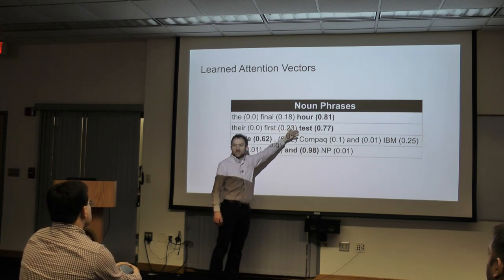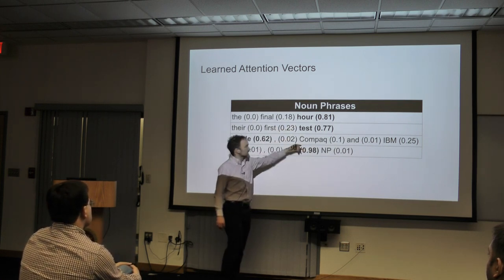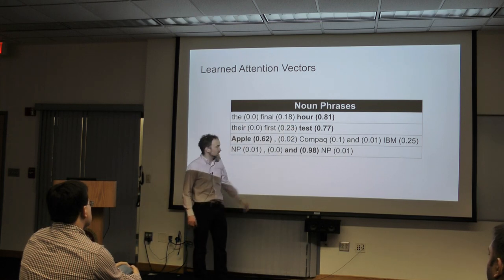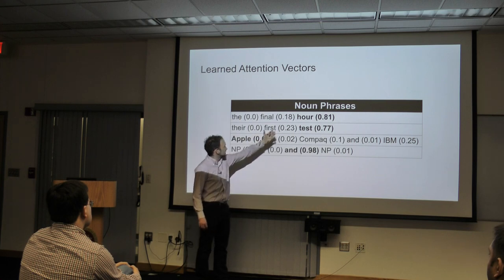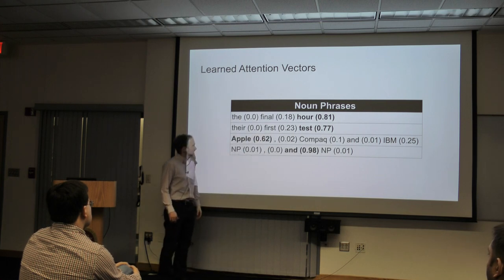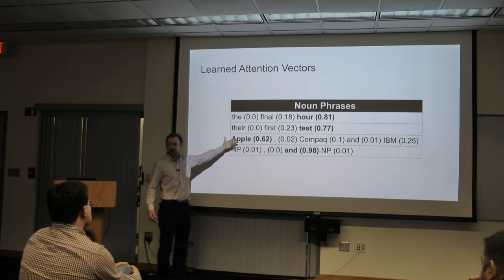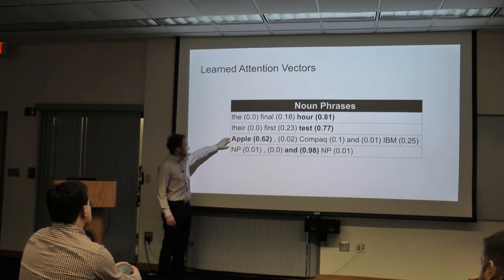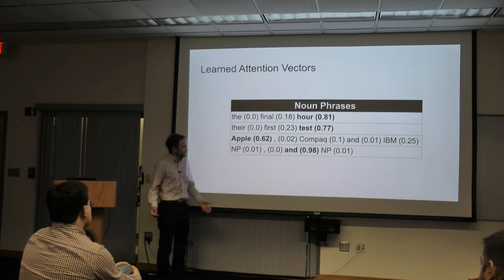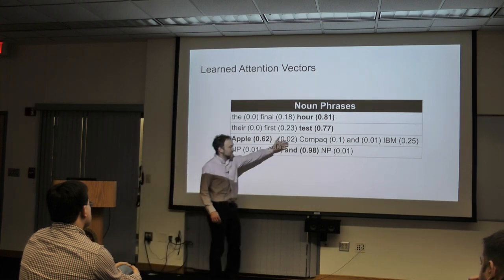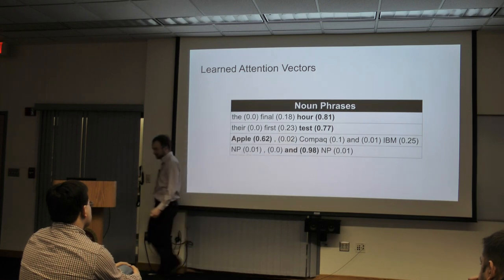And if we look at the words that it focuses on, in many cases it does learn to focus on the word that we thought would be the semantic head. In this case, the final hour should be the head, and it focuses on that with 81%. Their first test, it focuses on with 77%. On the other hand, there are ones where it's really impossible to say which is the head. In this case, it decided to focus on Apple, which makes you feel a little bit sorry for Compaq and IBM. Maybe it was a bad sign for Compaq, which is now out of business.